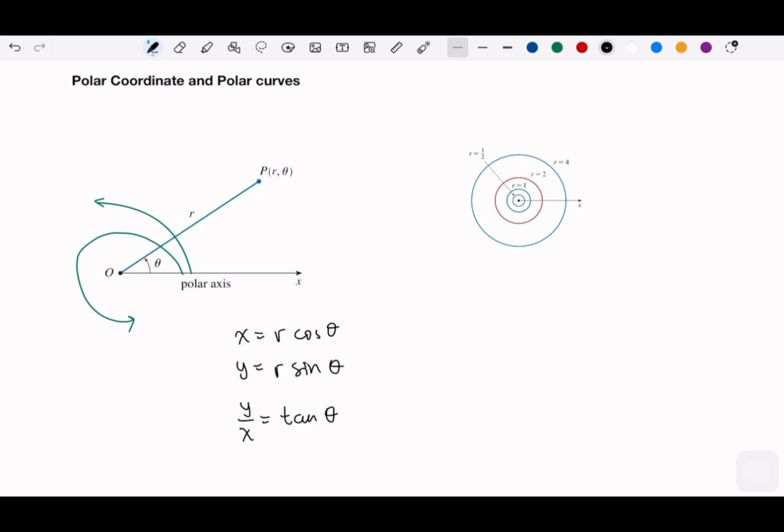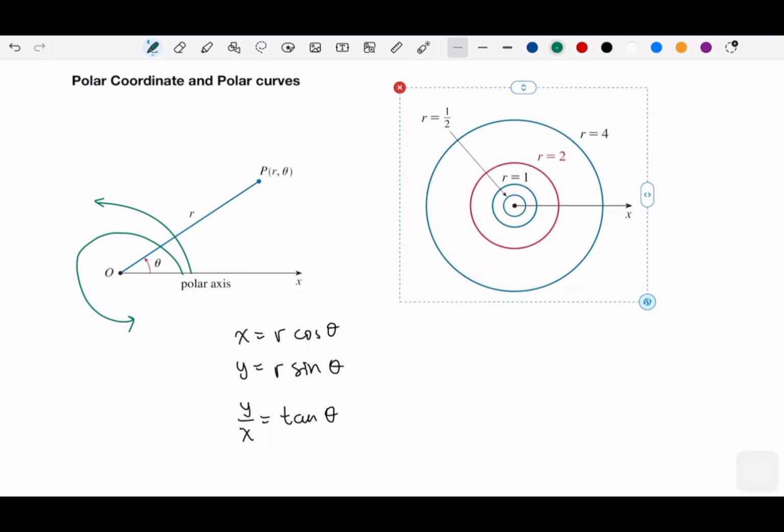When you have radius equal to 1, it means we assume it's applied for all possible angles. So when we have r equal 1, our curve becomes this circle here. When we increase to r equal 2, this will be another circle. So r equal 1 is a circle with radius 1, r equal 2 is a circle with radius 2, and so on and so forth.